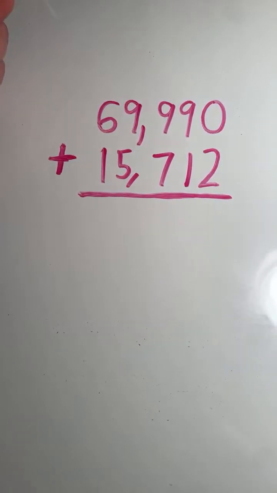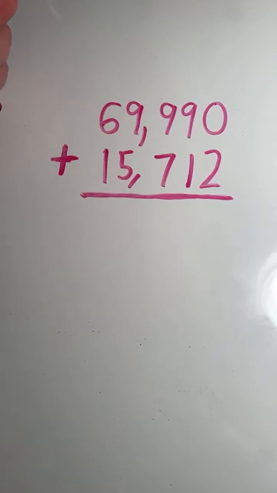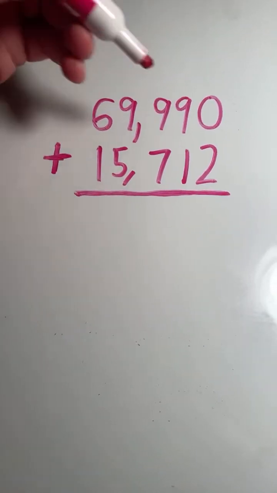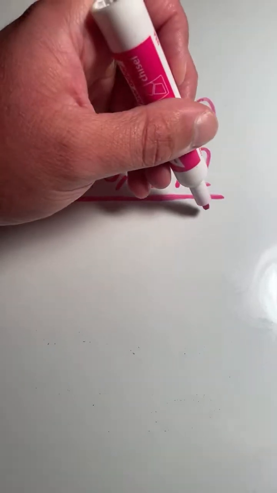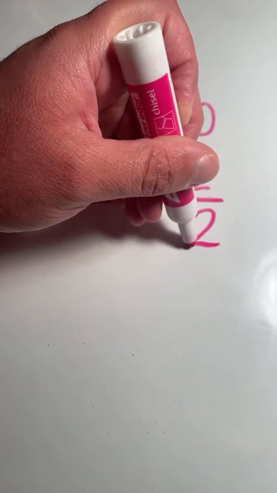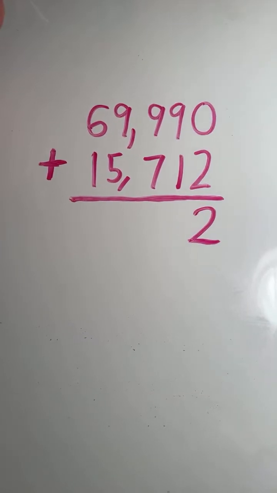$69,990 plus 15,712. So we start in the ones place. We always start in the ones place. 0 plus 2 equals 2. Again, we do not need to regroup because our sum is less than 10.